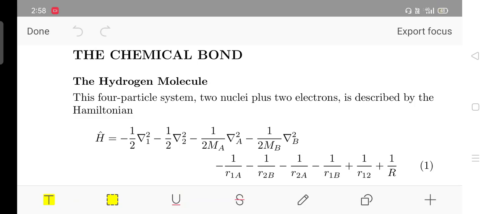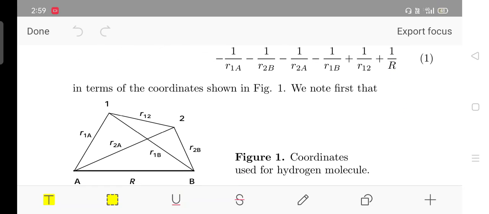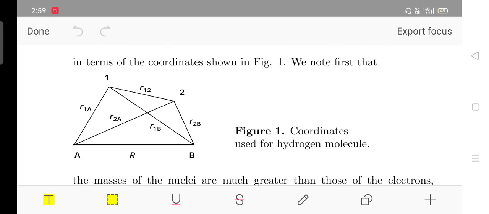Means in a hydrogen molecule you have two atoms. Each atom consists of one nucleus and one electron. Let the nuclei be named A and B, and name the electrons 1 and 2. First we assume that electron 1 is at nucleus A, and the second electron is at nucleus B.